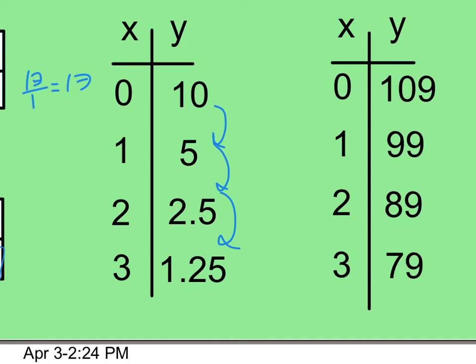So as I look at this next one, it's not going down by the same thing every time. So it's not subtracting the same number. It's not a linear then. But maybe I can see that it's going down by dividing. And yep, it looks like it's dividing by 2. Dividing by 2. Dividing by 2.